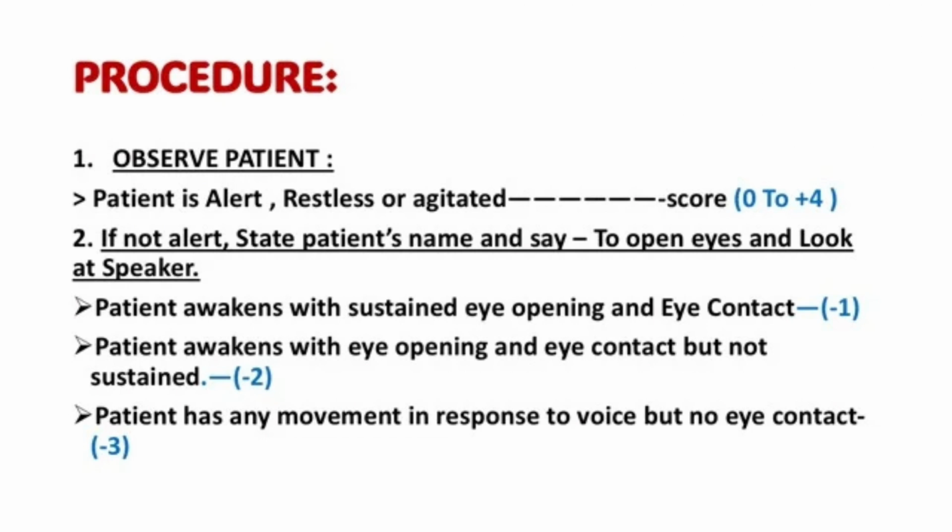So -1 if he maintains eye contact, -2 if he maintains it for less than 10 seconds, and -3 if he opens the eyes but is not maintaining eye contact. Okay, that's how we are giving the scores -1, -2 and -3, and the 0 to +4 we are giving just by observing the patient's level of behavior.